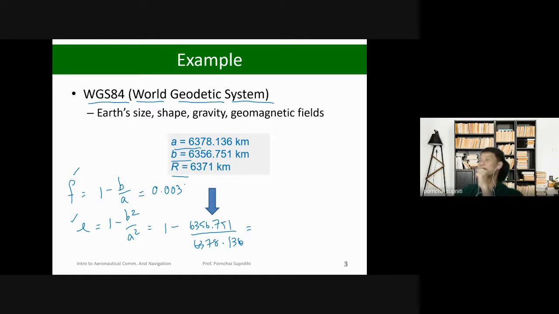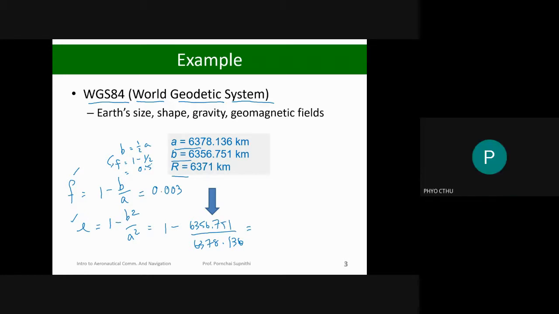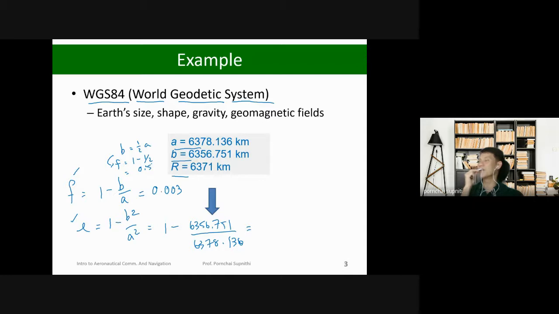Okay, so the flattening factor tells you how flat it is, I guess. If B and A are very different, like B is half of A, you get F as 1 minus 1/2, which is 0.5. So if B is smaller relative to A, the flattening is larger. If B and A are very similar, you get a quite small flattening factor. I guess the same applies to eccentricity as well.